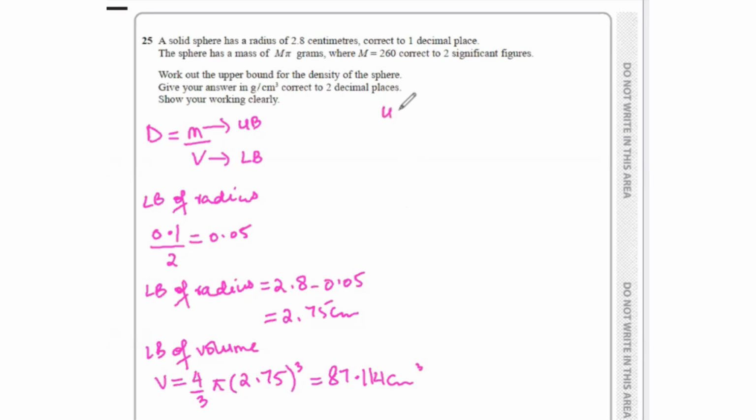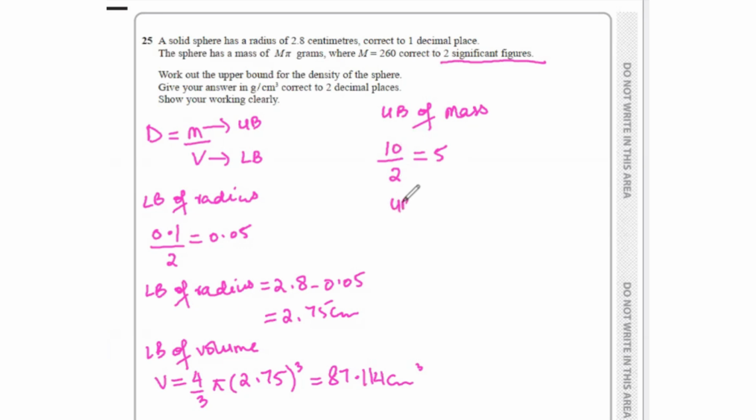So for the upper bound of mass, when trying to find the upper bound or the lower bound, when the value is correct to significant figures, you first begin with seeing what it's correct to. This is correct to two significant figures. Now we need to check what is the second significant figure in the number. Second significant figure is 6. Next step is to see what is the place value of 6. Place value of 6 is 10. So we divide the place value by 2, which gives us 5. So degree of accuracy was 10. 10 divided by 2 is 5.